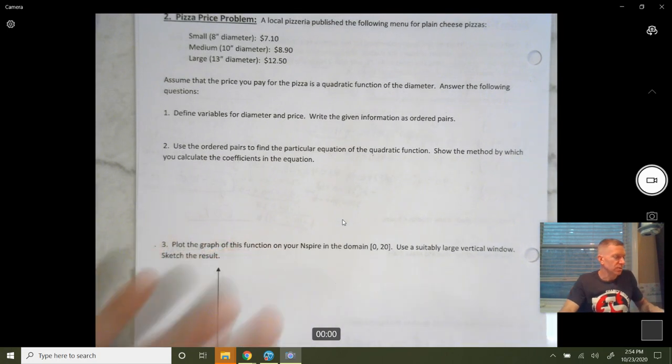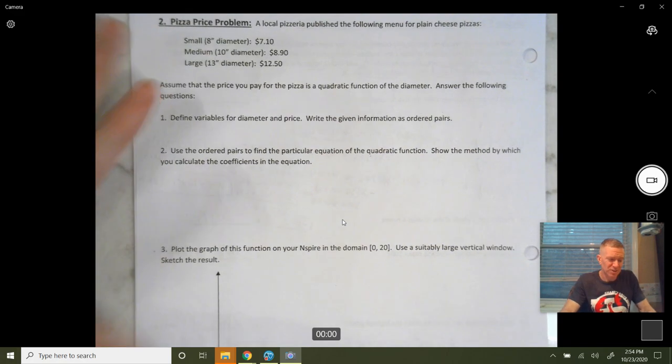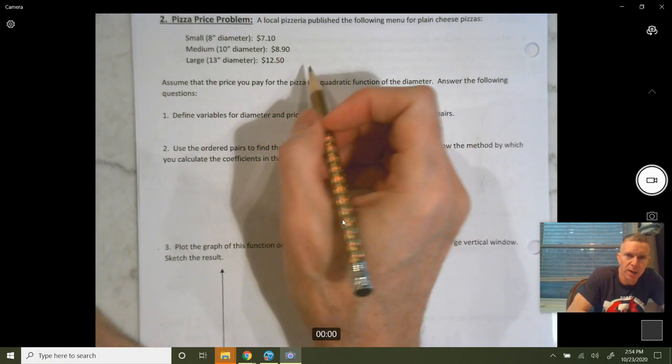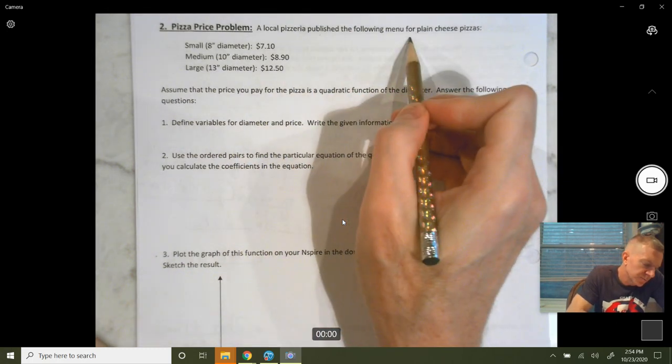And if you want to just go try it on your own, and when I'm done, you can go back, or you can just check the answer key. Okay, but I'm going to go through this problem. Local pizzeria publishes the following menu.